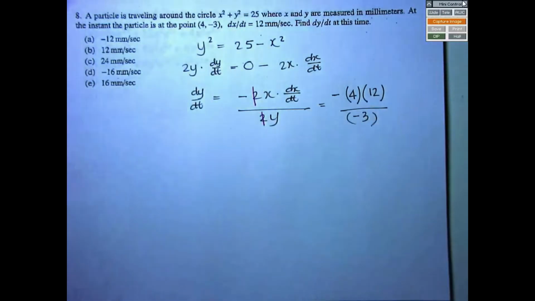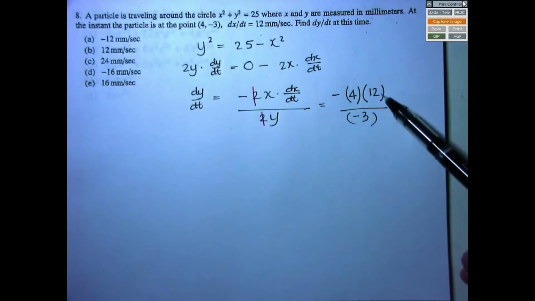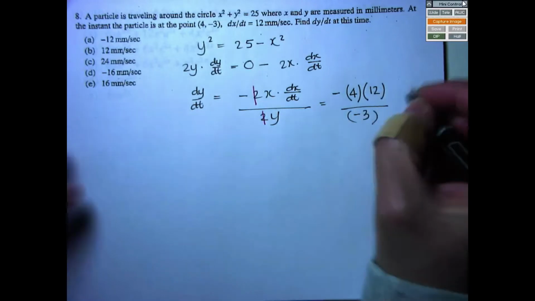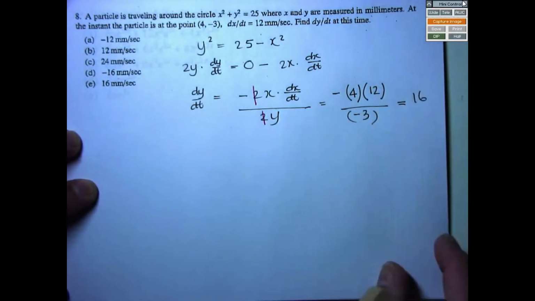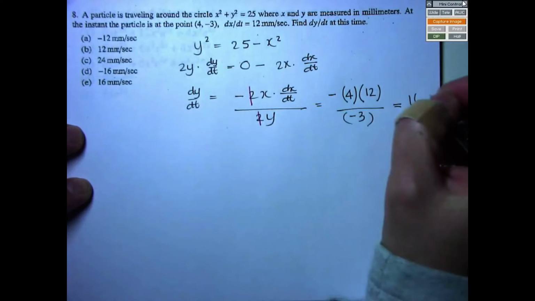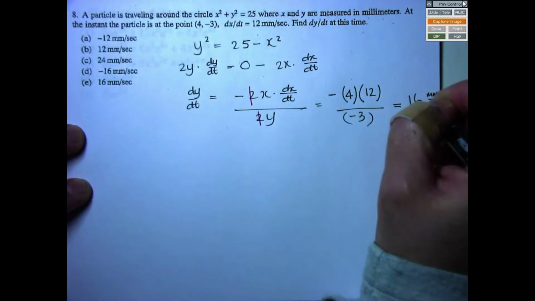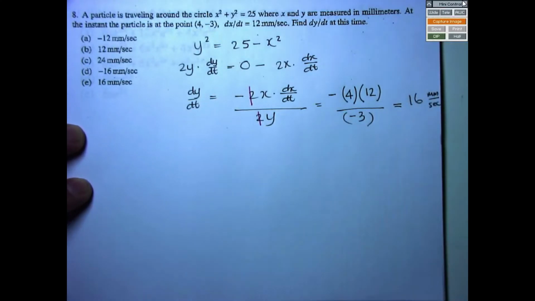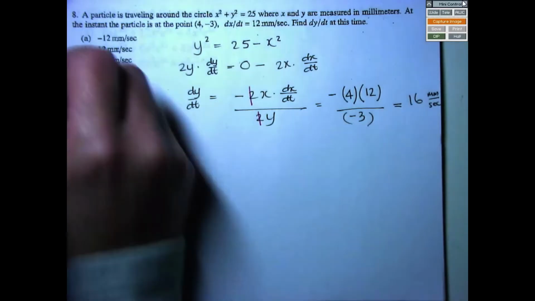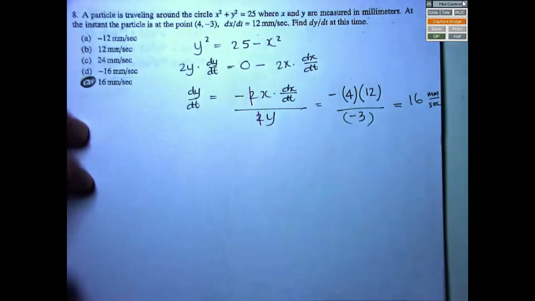All right, and we calculate. So 12 divided by 3 is 4. 4 times 4 is 16. Negatives cancel out. This is simply equal to positive 16 millimeters per second. All right, so answer here will be answer choice E.